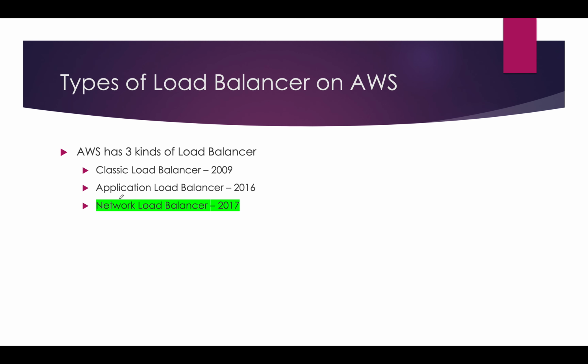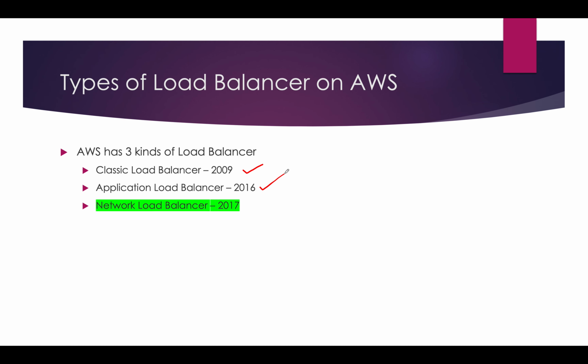Now we have types of load balancers. When Amazon AWS first introduced them, the classic load balancer was provided in 2009. After that, for web servers and application servers, when you have applications to deploy, you need to use the application load balancer, like HTTP or HTTPS. Even Amazon recommends using this application load balancer.